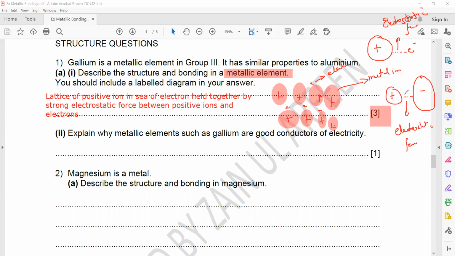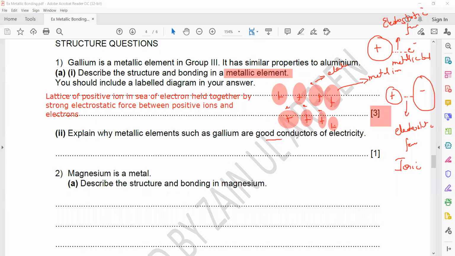But the electrostatic force between a positive and a negative ion is known as an ionic bond, and the electrostatic force between a positive ion and an electron is called a metallic bond. So both are electrostatic forces, but between the positive and negative ion it is known as an ionic bond, and between the positive ion and electron it is known as the metallic bond.